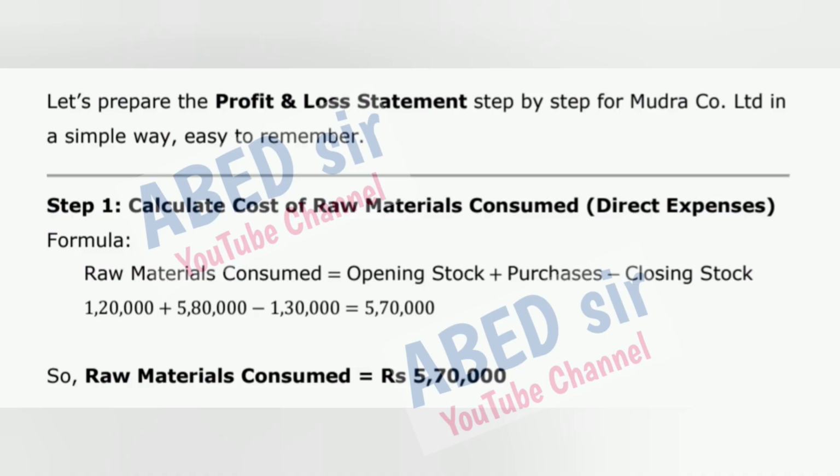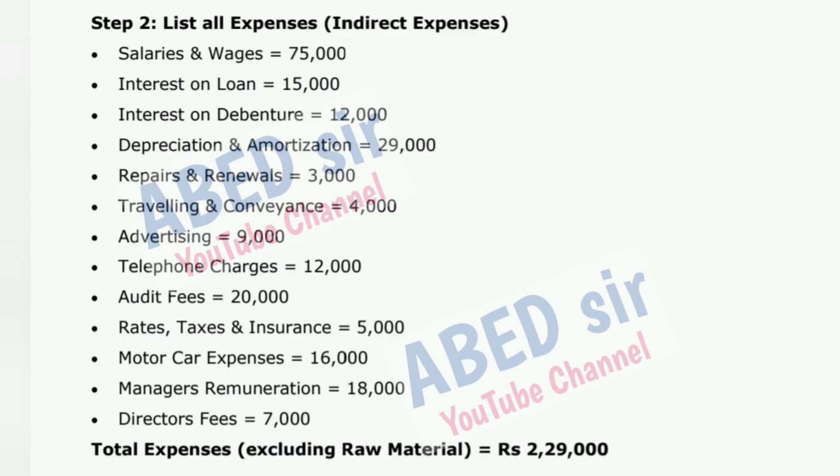Let's prepare the profit and loss statement step by step for Mudra Co. Ltd. in a simple way, easy to remember. Step 1. Calculate cost of raw materials consumed, direct expenses. Formula: raw materials consumed is equal to opening stock plus purchases minus closing stock. So, raw materials consumed is equal to 5,70,000 rupees. Step 2. List all expenses, indirect expenses. Salaries and wages is equal to 75,000. Interest on loan is equal to 15,000.